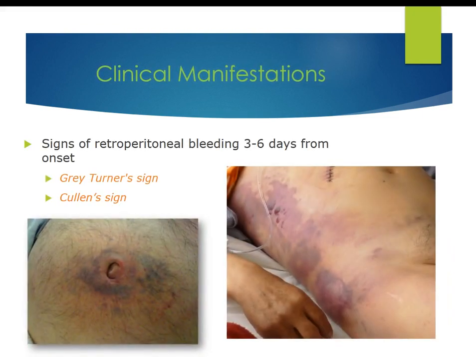Albeit rare, these two signs are also very classic to pancreatitis. Continued digestion of the pancreas results in hemorrhagic pancreatitis, and the patient begins to bleed into the retroperitoneal space. Cullen's sign is an obvious ecchymotic bruised area around the umbilicus, and Gray-Turner's sign is an ecchymotic area in the flank areas. You may also see ecchymotic areas around the groin area.